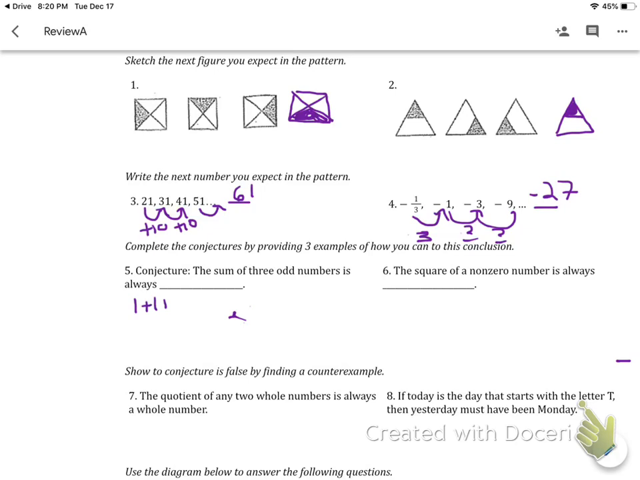1 plus 1 plus 1 equals 3. If I want to mix it up, I might have 3 plus 1 plus 5. So that gives me 9. And the next one maybe mixed up again, 11, 1, and 13. So that gives me 25. Well, looking at these, I've now provided 3 examples. We see that all 3 of these numbers are odd.